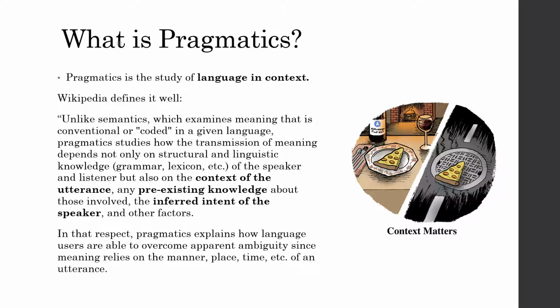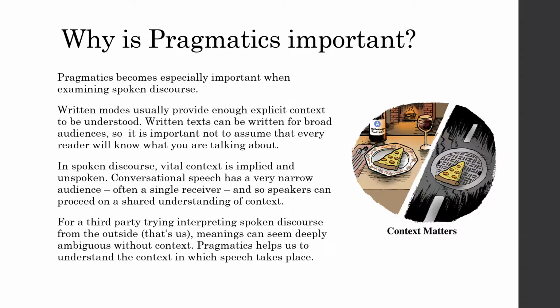So there's a lot of ambiguity in spoken texts. Any kind of spoken utterance taken out of context can often lose almost all of its meaning. So we need to understand the manner of speech, the place of speech, the time of speech, for example. And that's explained in this slide here, on the importance of pragmatics.